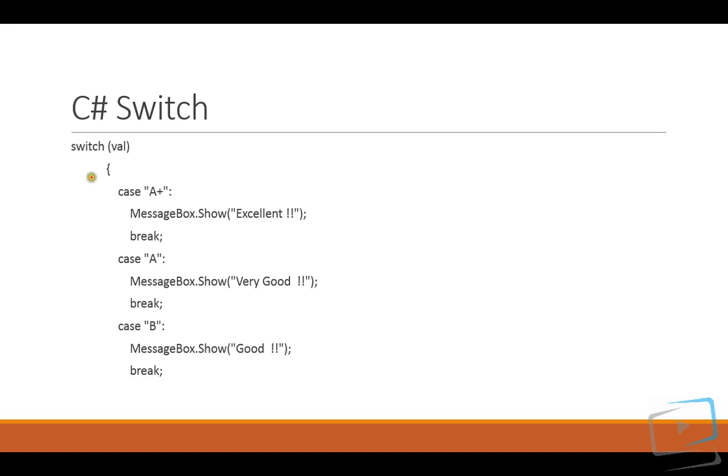Switch val. This val is nothing but your expression. Suppose for example your grade, instead of val you can just put grade to understand it better. Case A plus, like your grade is A plus, MessageBox.Show, which is excellent. A plus, if you get it, break. Always put a break statement after each and every case.